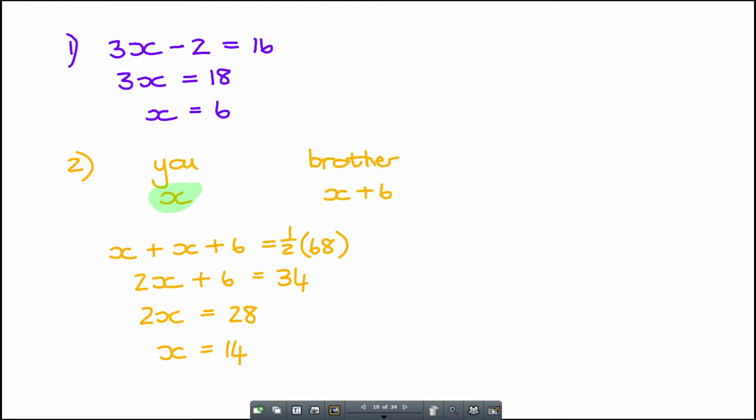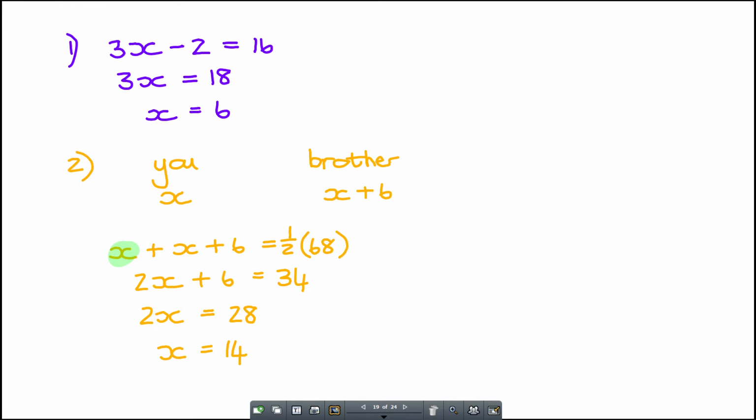Now, they say that my brother, our combined age. So here you'll see I took my age and my brother's age and I combined them. I added the two. Right? Our combined age is half the age of our grandfather, and our grandfather is 68. So I said half times the 68. You guys good there?